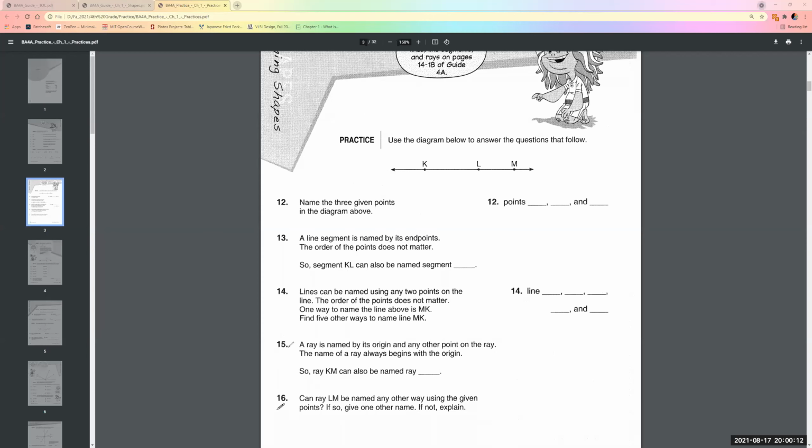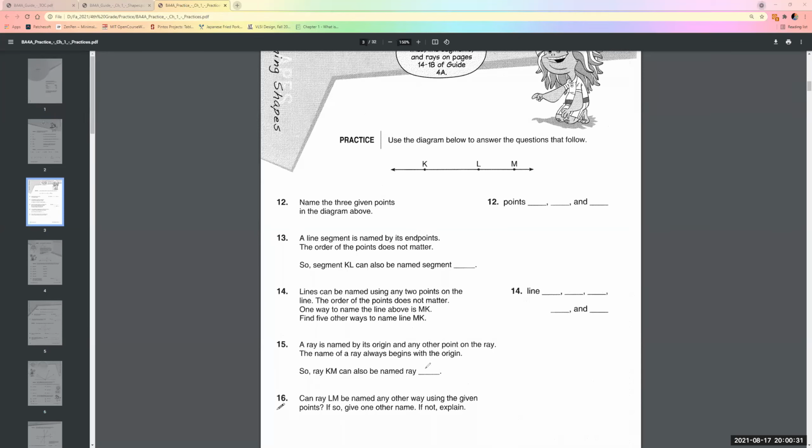Okay, Maggie, I think this was still at you, right? A ray is named by its origin and any other point on the ray. The name of a ray always begins with the origin. So ray KM can also be called KL.